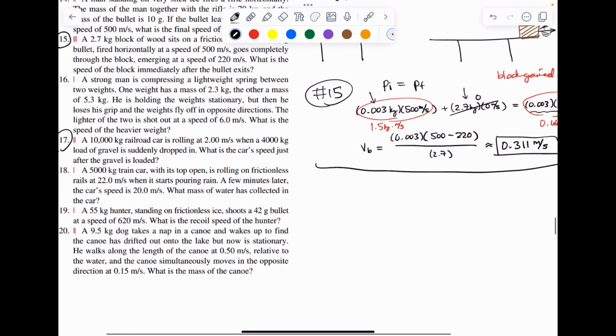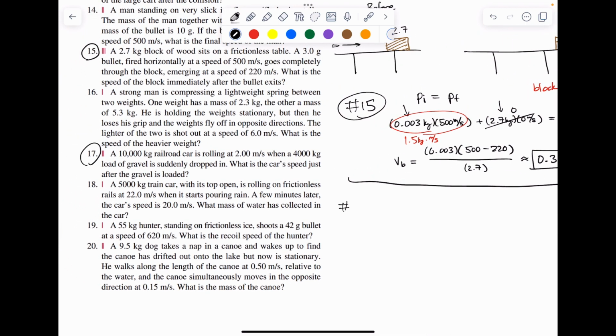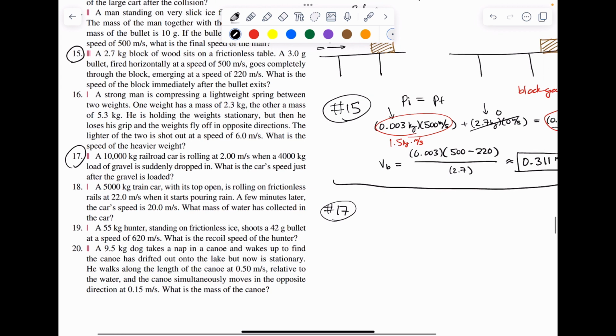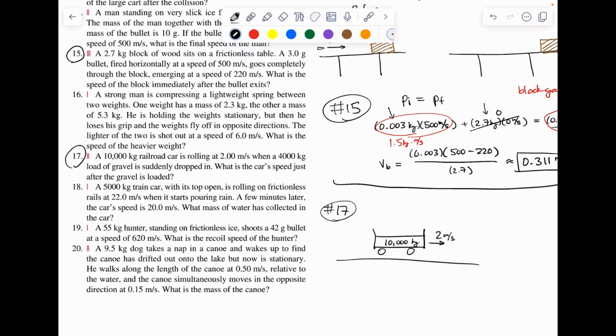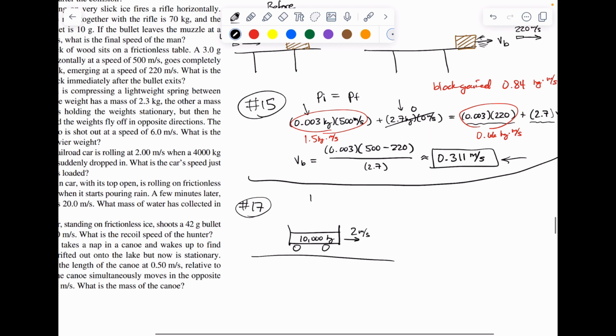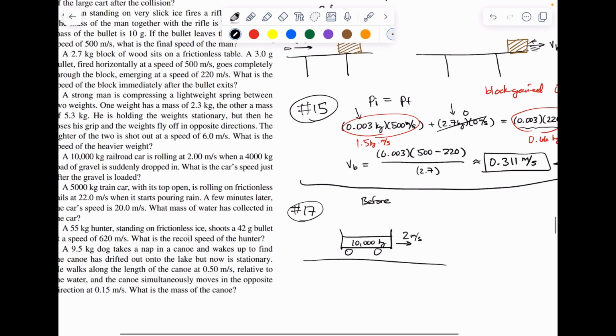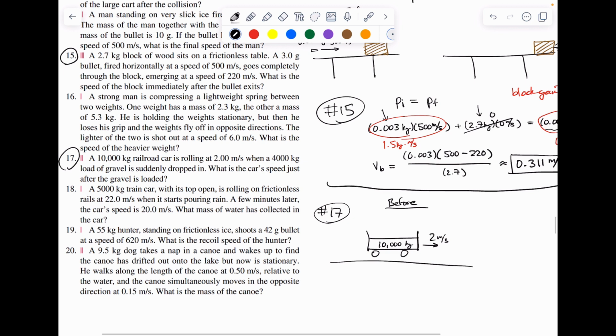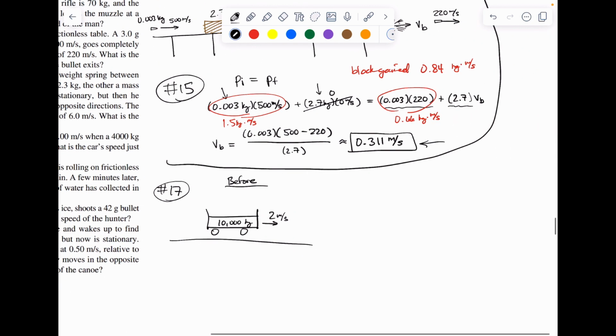Let's try number 17. A 10,000 kilogram railroad car is rolling at 2 meters per second when a 4,000 kilogram load of gravel is suddenly dropped in. So this is our railroad car. It's already 10,000 kilograms, and it's going 2 meters per second. So this is before. And then, of course, the gravel is dropped in very suddenly. So this is a very quick collision, if you will.